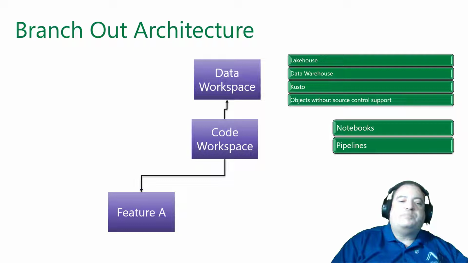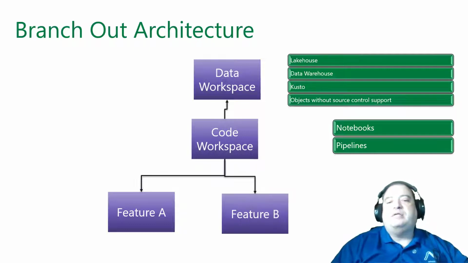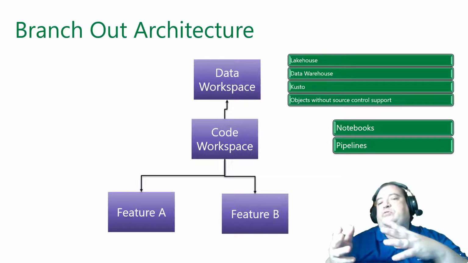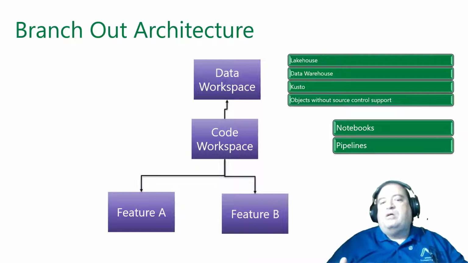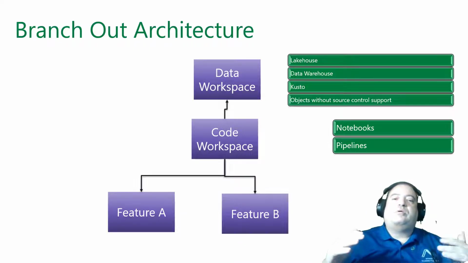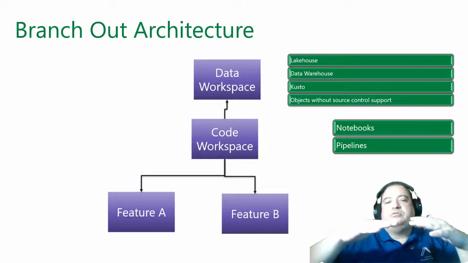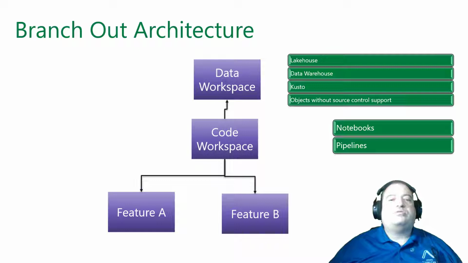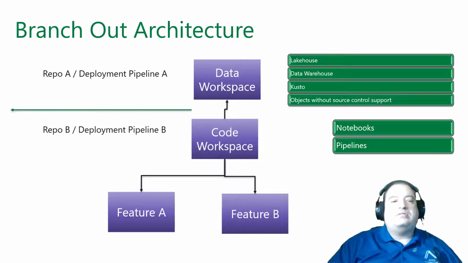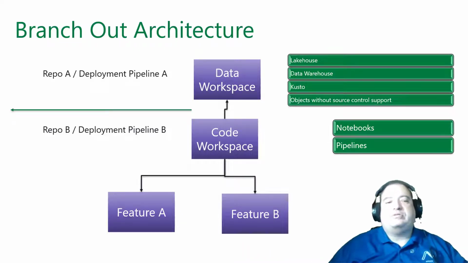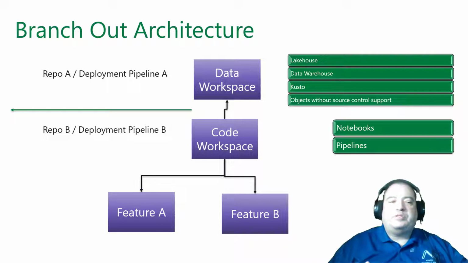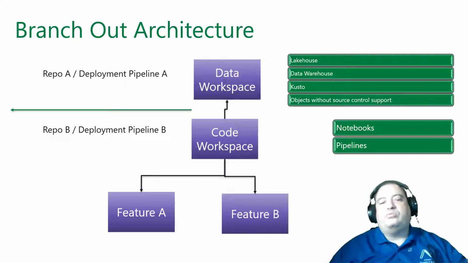From the code workspace we branch out, creating feature A and feature B. So developer 1 is working on feature A, developer 2 is working on feature B. It's interesting that we are talking about two different workspaces, two different areas of implementation that have completely different content. In this case, this means that we have different repositories for them: repository A for the data workspace and repository B for the code workspace.